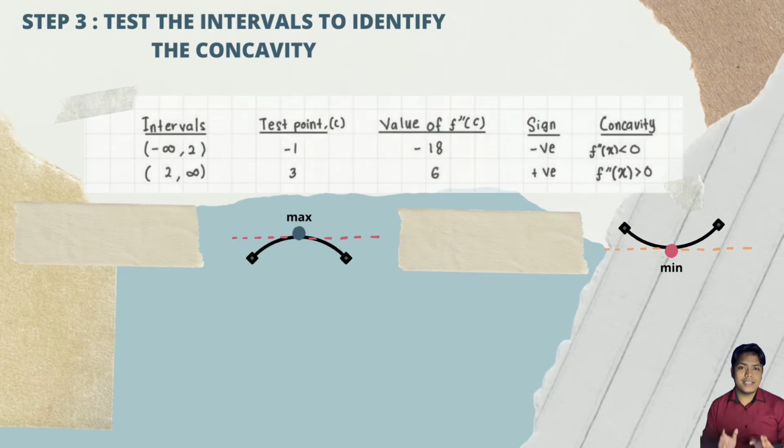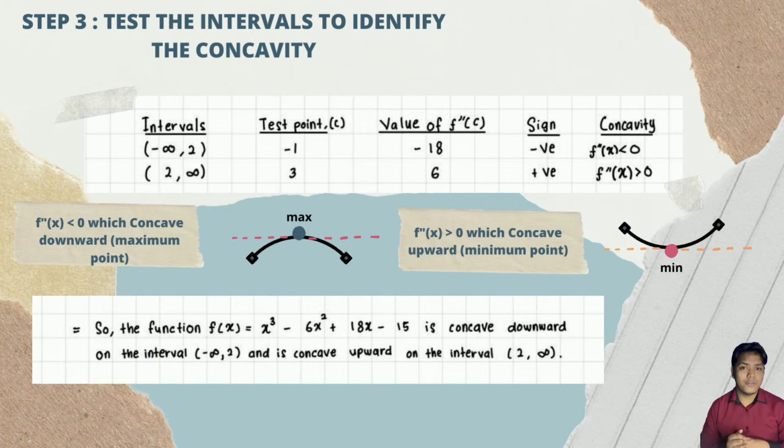Alright, step 3, test the intervals to identify the concavity. We must draw the table like this. The first row we have interval, second row we have test point, third row we have the value of the second derivative and sign, and lastly concavity. For the first interval, negative infinity to 2, we just put negative 1. So we substitute negative 1 into the second derivative of f. The value that we will get is negative 18. And of course, the sign is negative. So this means the second derivative is less than 0.